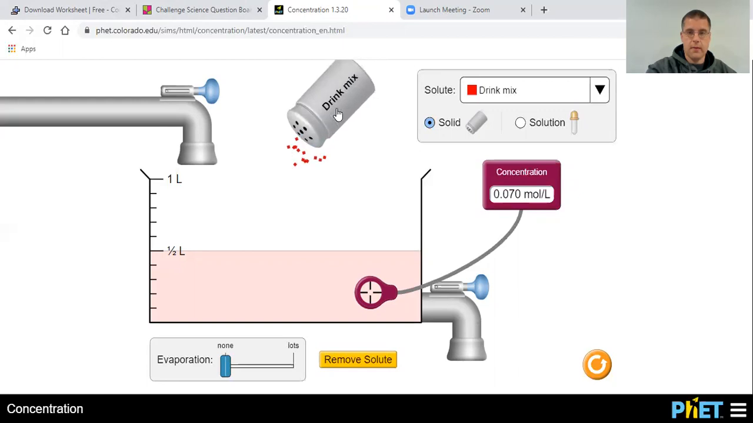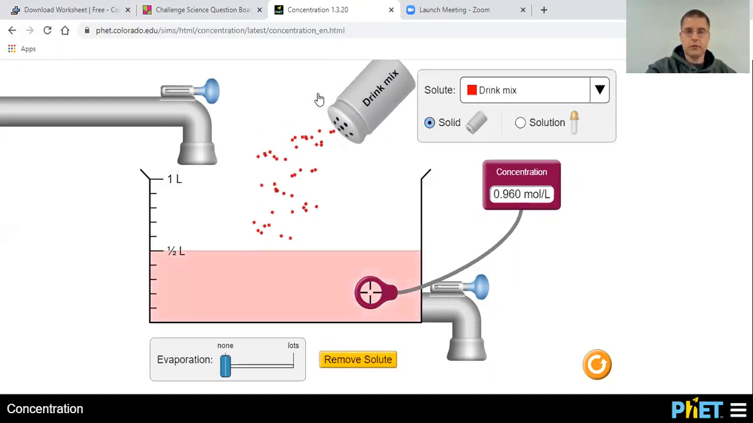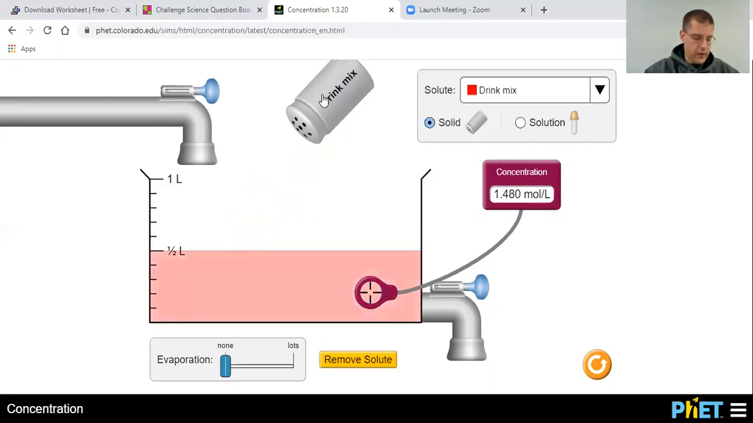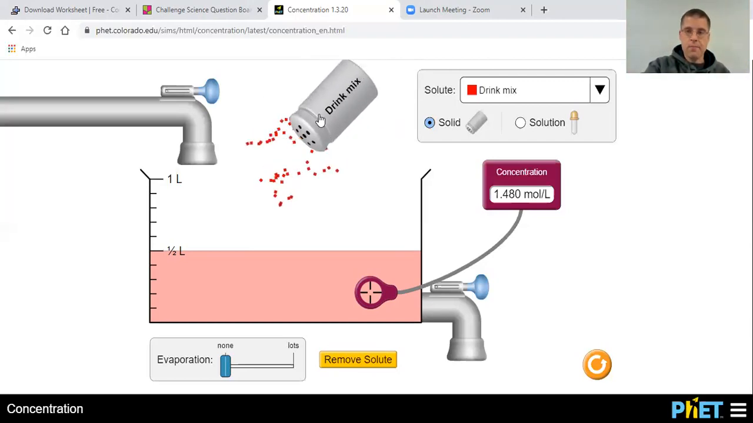So now we're going to add more drink mix. Watch this. Look at your equation for a second. The liters of solution, I'm going to zoom back, see that in the corner? This is staying the same. This value is going up because we're dissolving more stuff. But this is staying the same. So concentration goes up. The numerator goes up, denominator the same, so this goes up. Keep going.